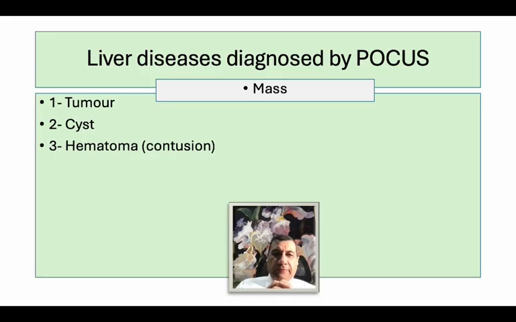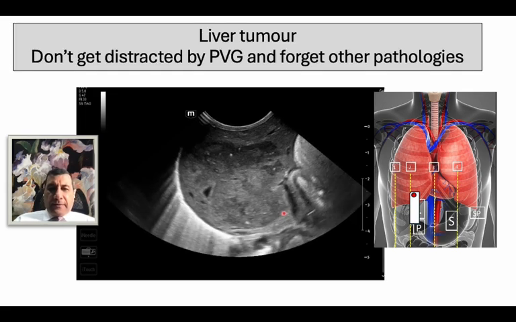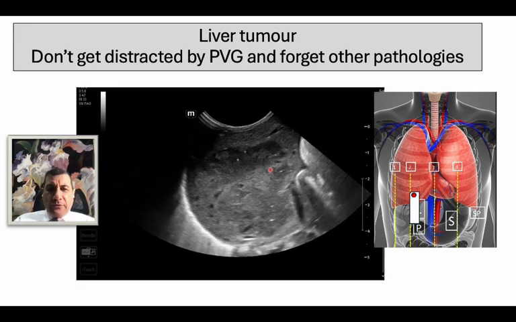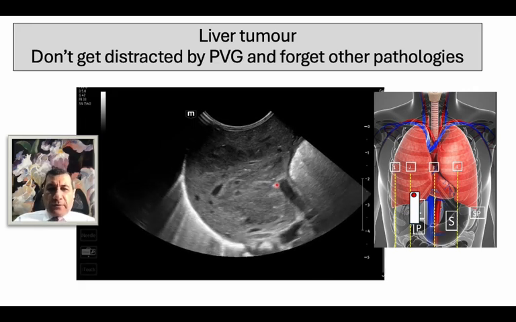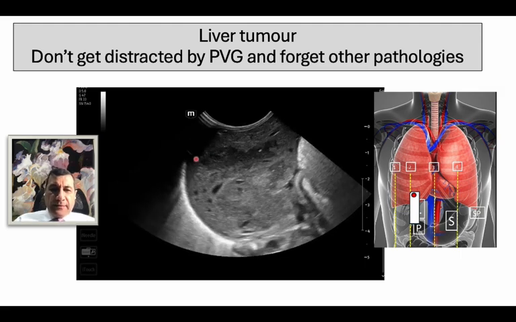Let us start with liver diseases diagnosed by point of care ultrasound, such as mass, tumor, cyst, and hematoma. Look at this image here, and you may, for the first moment, misinterpret this liver image as portal venous gas because you can see some white dots inside the liver. But when you take a good look, you can realize there's a huge hypoechoic mass inside the liver.